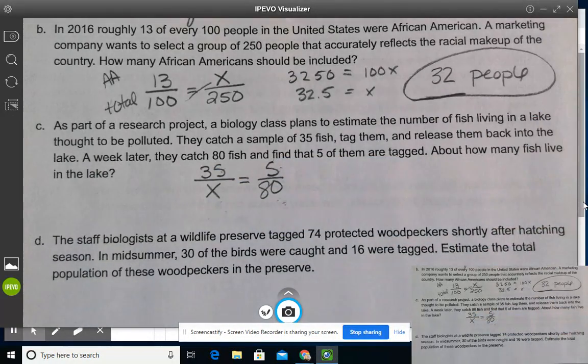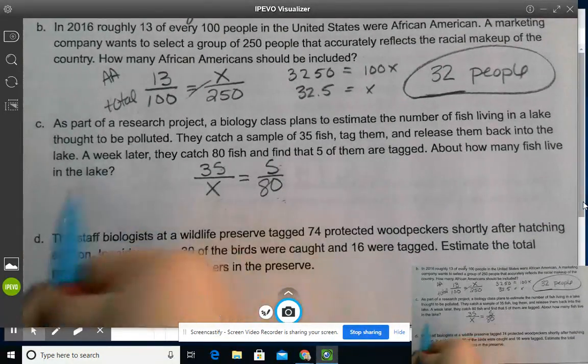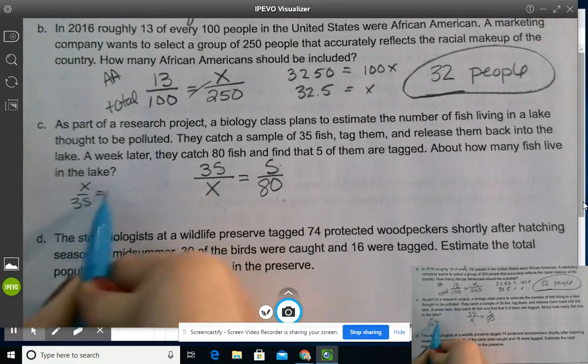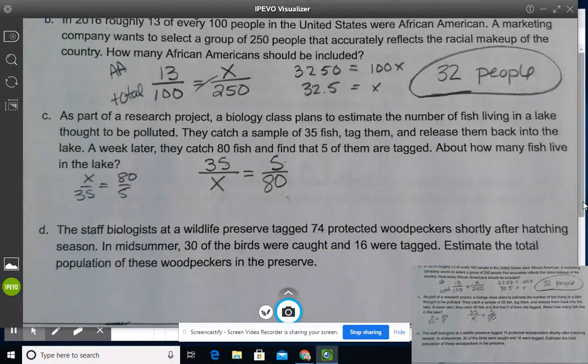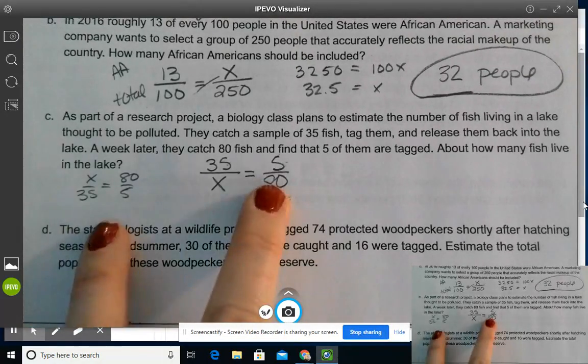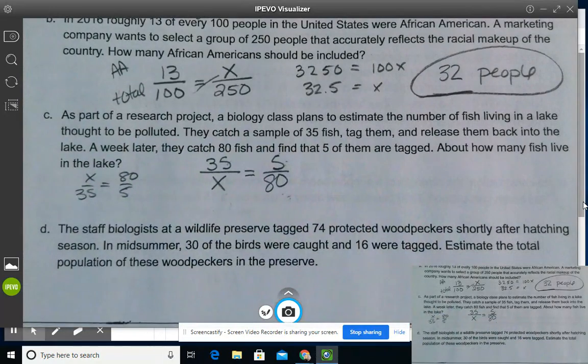And I am going to say this just kind of off to the side. Some people flip them, so that's what I meant when I said be consistent. So you can write this as x over 35 is equal to 80 over 5. You're going to get the same answer. So as long as what's tagged is both in the bottom or both on the top, and the total is both on the bottom or both on the top, you're going to get the same answer. So both of these are the same proportions. They can be flipped. If you're writing them backwards, you don't have to change them. You're going to get the same answer.